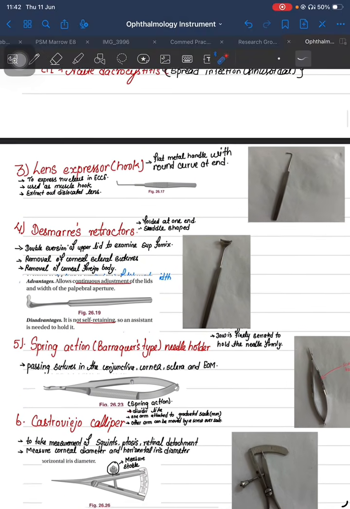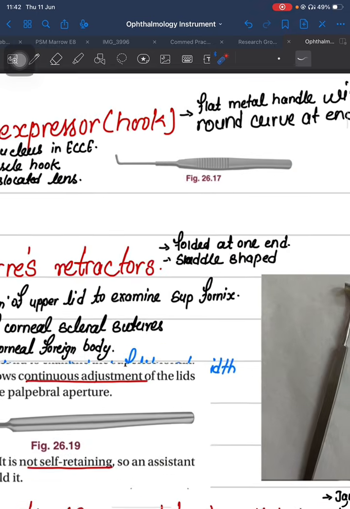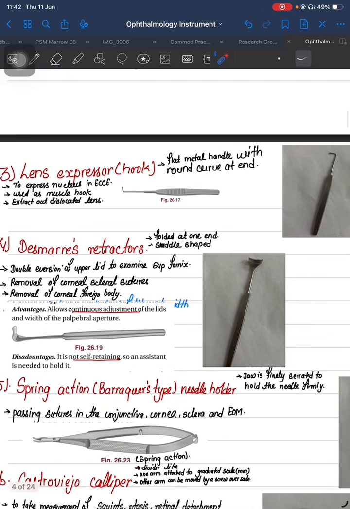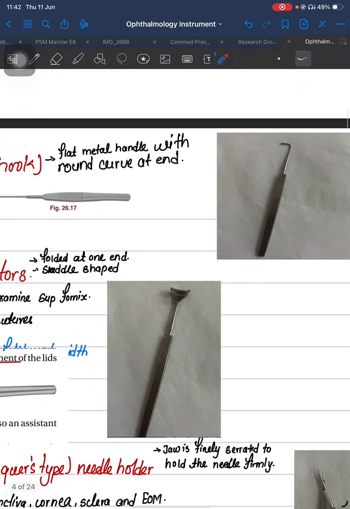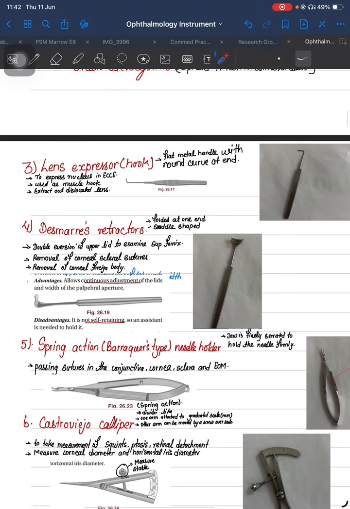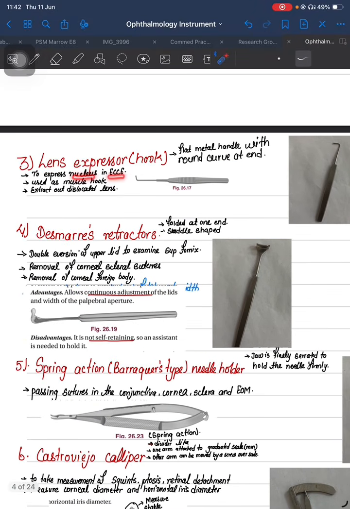Then let's talk about the lens expressor. Lens expressor is also known as the lens hook. This is the picture of the lens hook, and this one is the instrument. It mainly consists of a flat metal handle with a round curve at the end. What are the uses? It is used to express the nucleus in extracapsular cataract surgery, and it can also be used as a muscle hook, and it is also used to extract the dislocated lens. One is to express the nucleus, muscle hook, and dislocated lens.